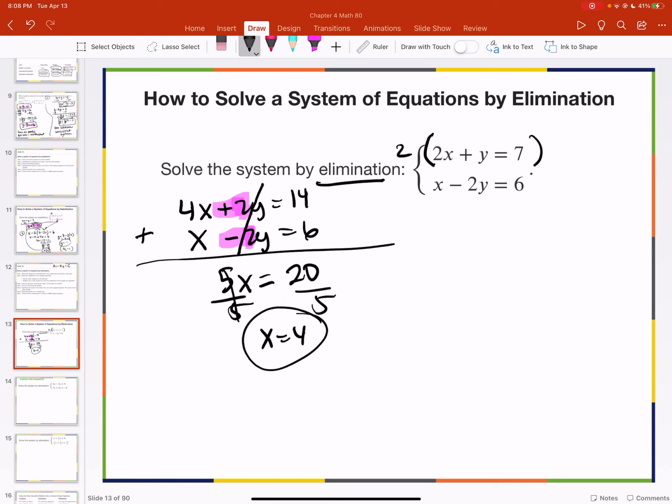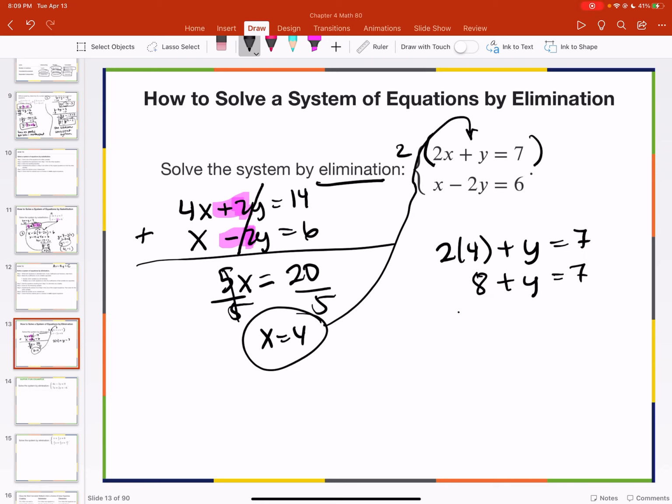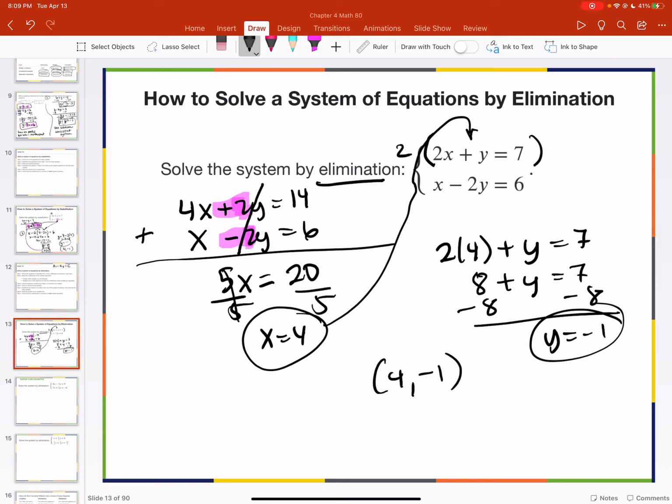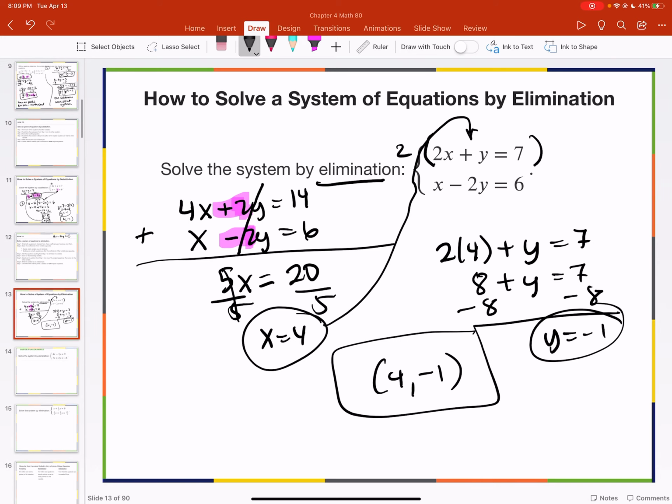In order to solve for y, we just plug it into either one. So I'll plug it into here. 2 times 4 plus y is equal to 7. So we get 8 plus y equals 7. Minus 8, minus 8. y is equal to negative 1. So see, we get the same answer, and it's a lot nicer this way. Most of the time, elimination is better. Let's do another example of elimination.